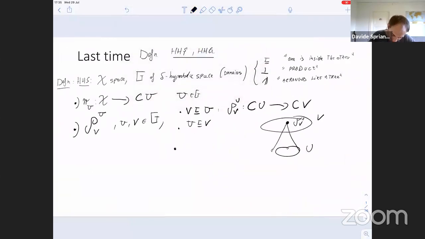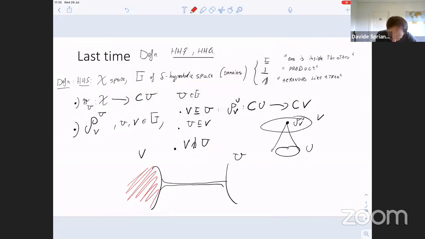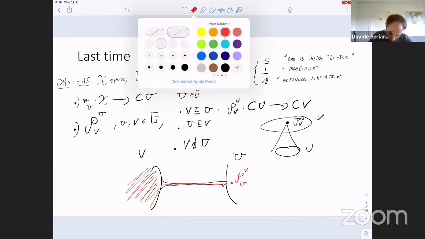And then the last type of projection, if V and U are transverse, so they are arranged in a tree-like way, this is V and this is U, then it means that there is some sort of corridor between them. And then the projection is just this: the whole V projects at the end of the corridor, and that we call the projection from V to U. So this is just a point or a bounded diameter set.